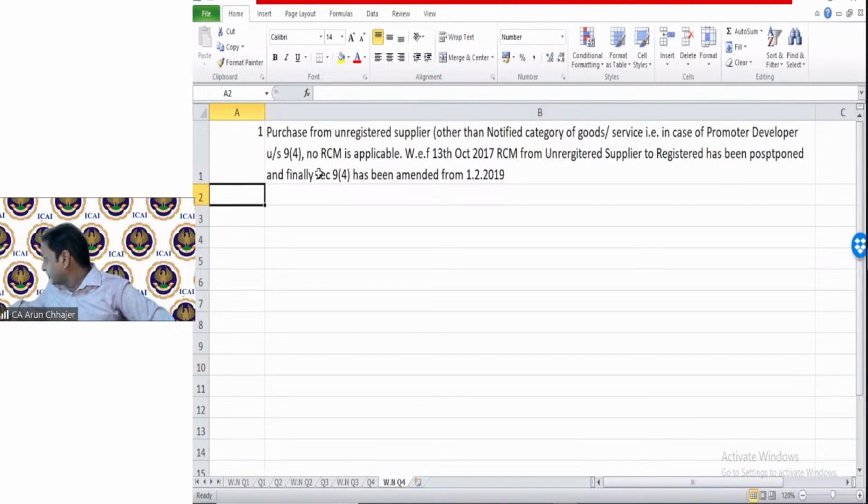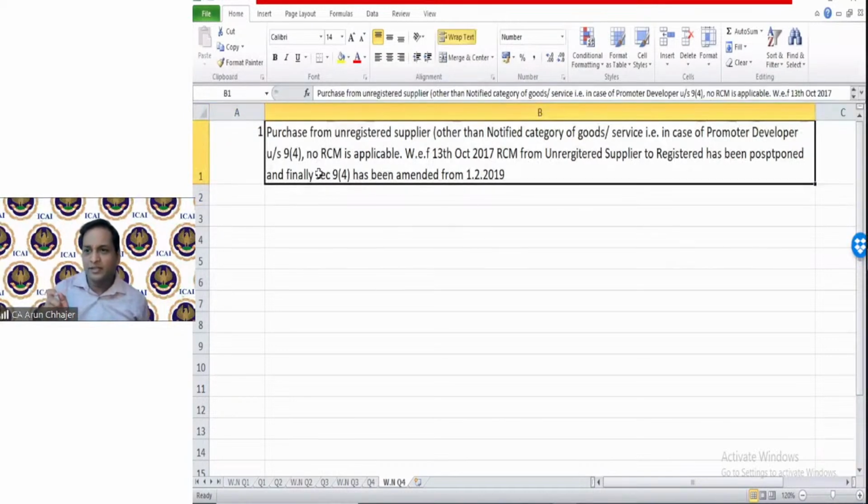Sir, tax is payable on purchase from unregistered party? Answer is no. Pooja, only notified goods and services, absolutely correct. All purchases from unregistered parties are not liable to RCM unless otherwise covered in 9.4. So I have given a small brief of the things which are covered in 9.4. There is only one notification, 7/2019.